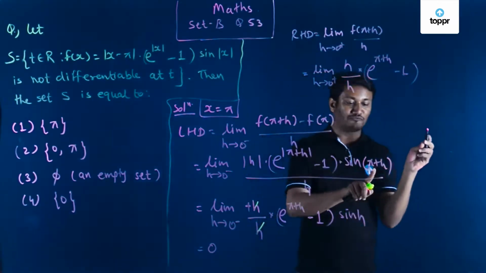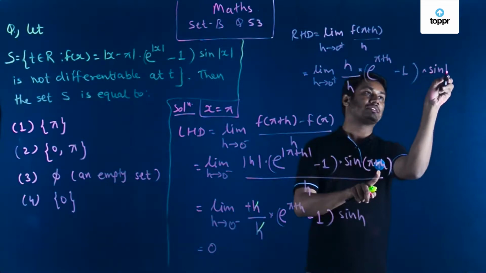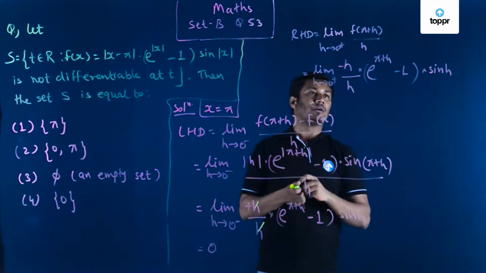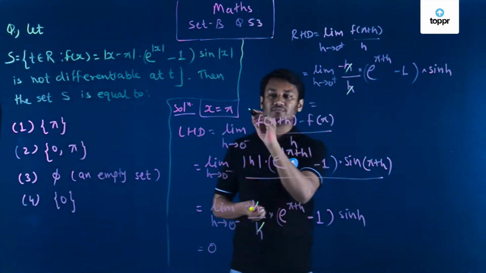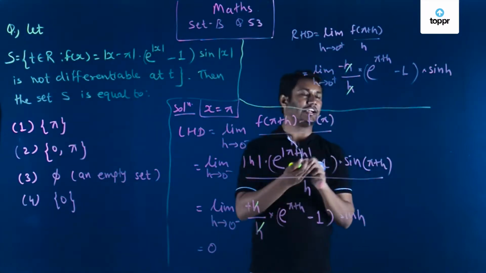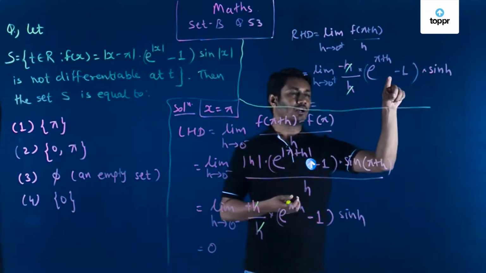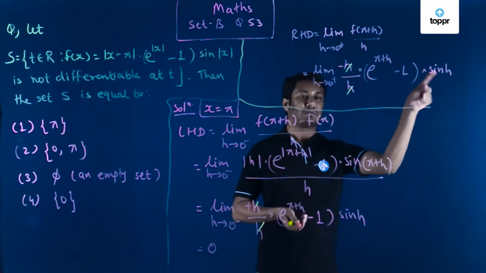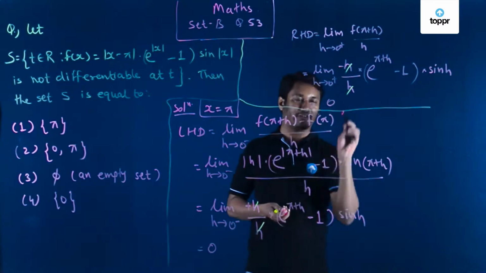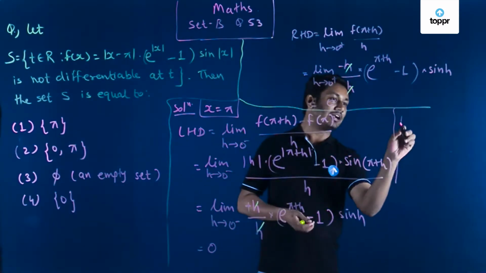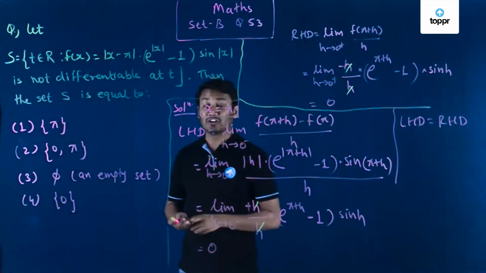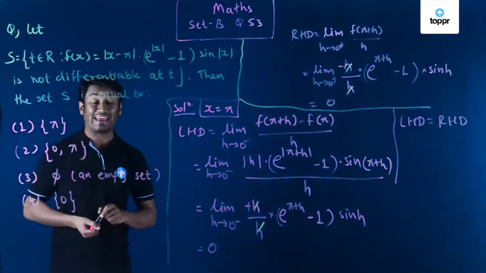And further sine of pi plus h will be nothing but minus sine h, so there will be a minus sign here. H will again cancel out, and because h is tending to 0, sine h will tend to 0. So this particular term, even though it is non-zero, gets multiplied by a limit tending to 0, so the overall value of the right hand derivative also becomes 0. So we conclude that left hand derivative is equal to right hand derivative, and therefore the function is differentiable at x equal to pi as well.